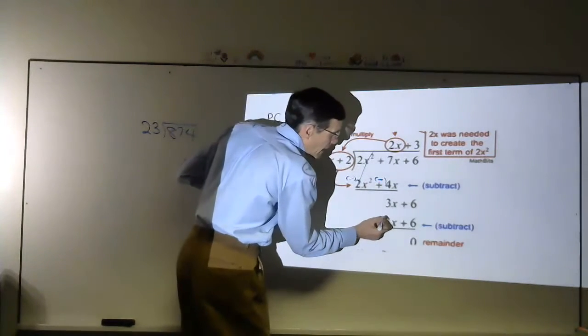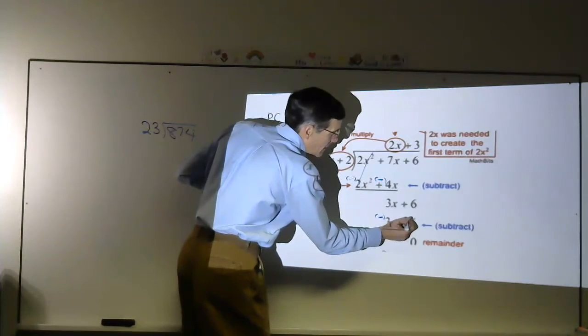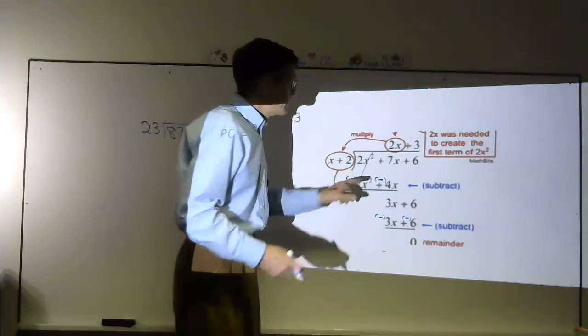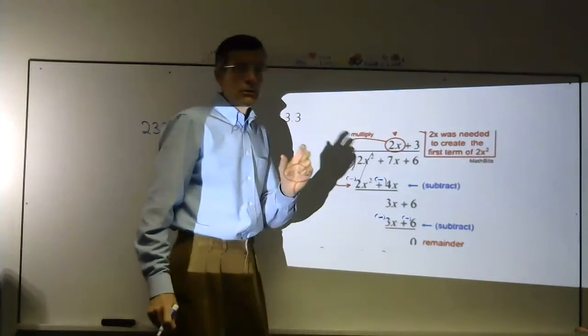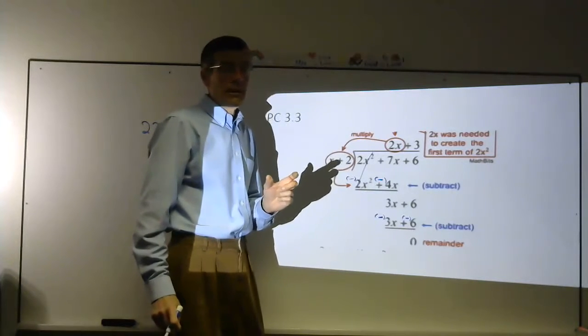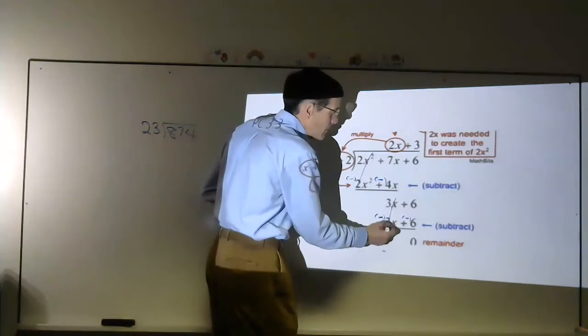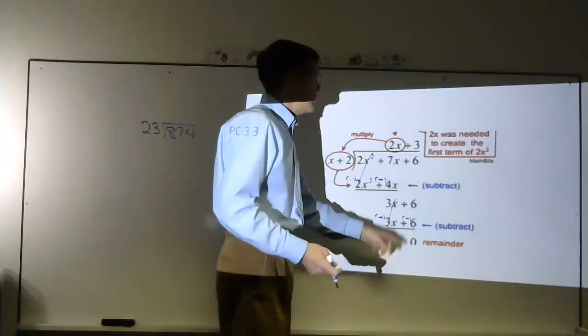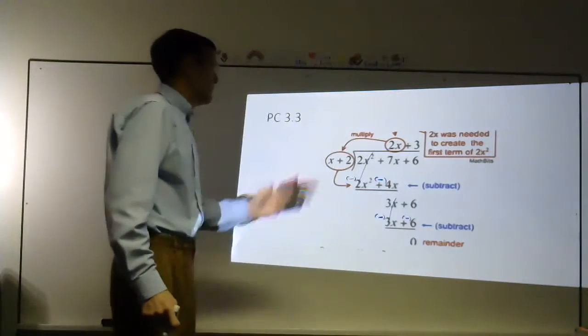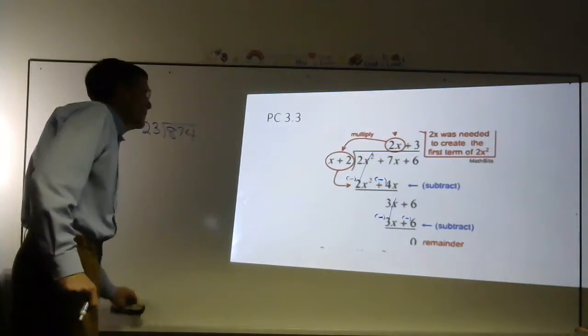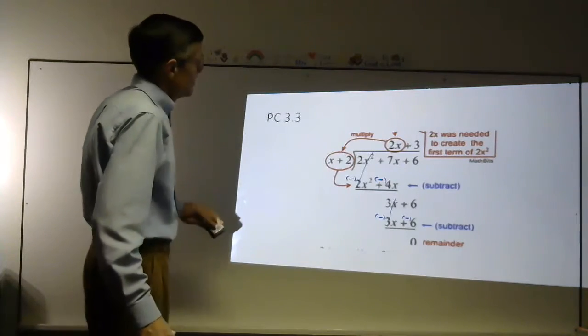When you subtract, you take the negative in. And I always write that with little parentheses to remind me that I've taken it in. These go away, and 6 minus 6 is 0. There is no remainder, and your final answer is simply 2x plus 3. Okay?